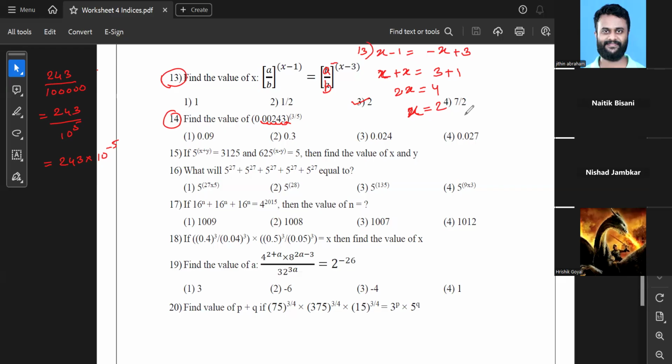Sir, can we write 0.00243 to the power 3 by 5, the fifth root? 0.00243 what? No, it is 3 upon 5. So 5 upon, oh, 1 upon 5 by 3. Yeah, you can write it as 1 upon 5 by 3. Sir, it should be 1 upon 3 by 5. So 5 by 3, na.